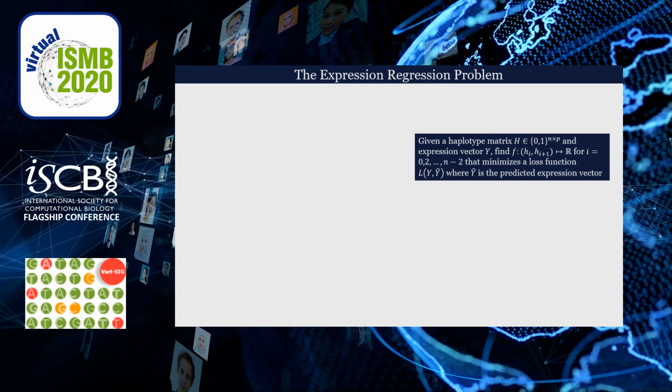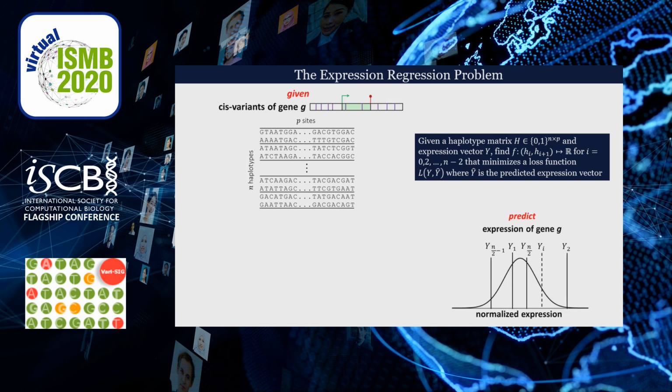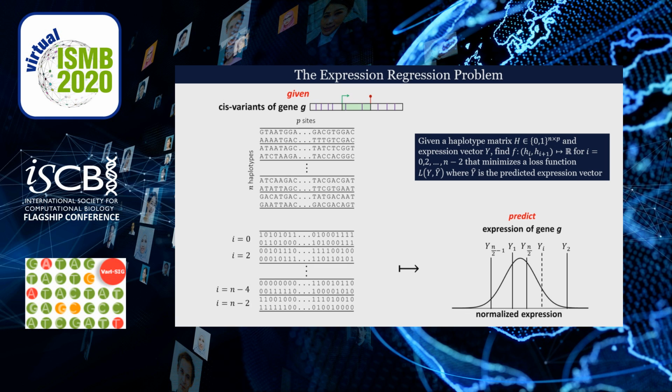What is the expression regression problem? We can describe it generally as attempting to map a haplotype matrix with an individual's haplotypes in the rows and variants in the columns to a vector of real valued expression with an entry for each individual. We take a more specific view of the problem in our paper in that we deal with cis variants of each gene whose expression we're trying to predict. In practice, we assume the infinite sites model of genetic variation and encode each variant in a haplotype using binary indicators. In fact, this is a generalization of the minor allele count representation used by current methods, and this is a generalization to haplotypes, right?